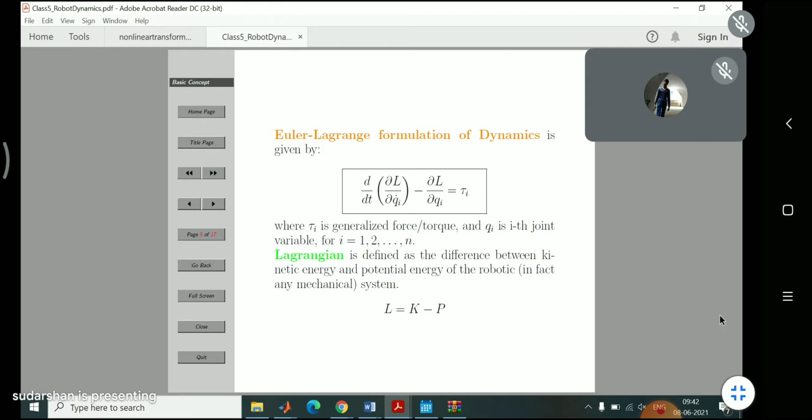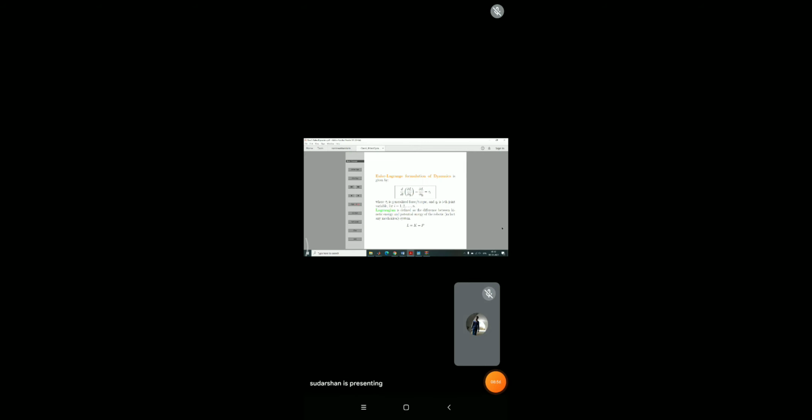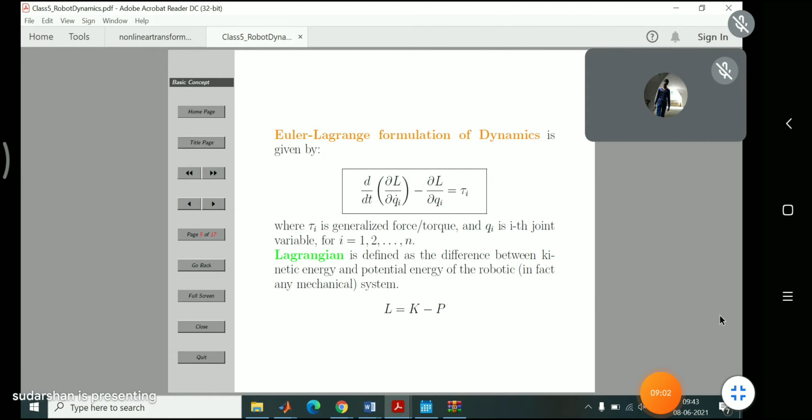So that is the standard Newtonian approach. Here in the Lagrangian approach, we write the equations in the form d by dt of the partial derivative of the Lagrangian with respect to the velocity of the joint variable, minus the partial derivative of the Lagrangian with respect to the joint variable position. This is equal to whatever torque or force that we have applied.